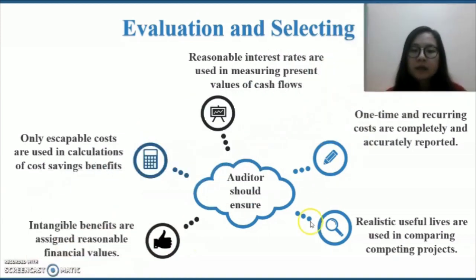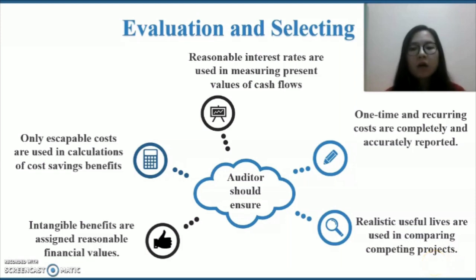The first one is that intangible benefits are assigned reasonable financial values, and the second one, only escapable costs are used in calculations of cost-saving benefits. The escapable cost here is the cost that is directly related to the system, meaning that it exists when the system exists. And third, interest rates are used in measuring the present values of cash flow. Fourth, one-time and recurring costs are accurately reported. And the last one, realistic useful life is used in comparing completed projects.